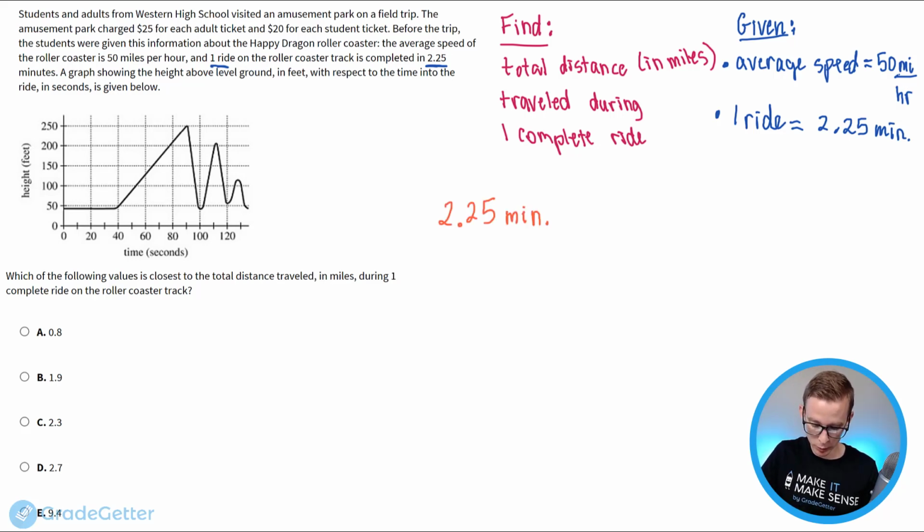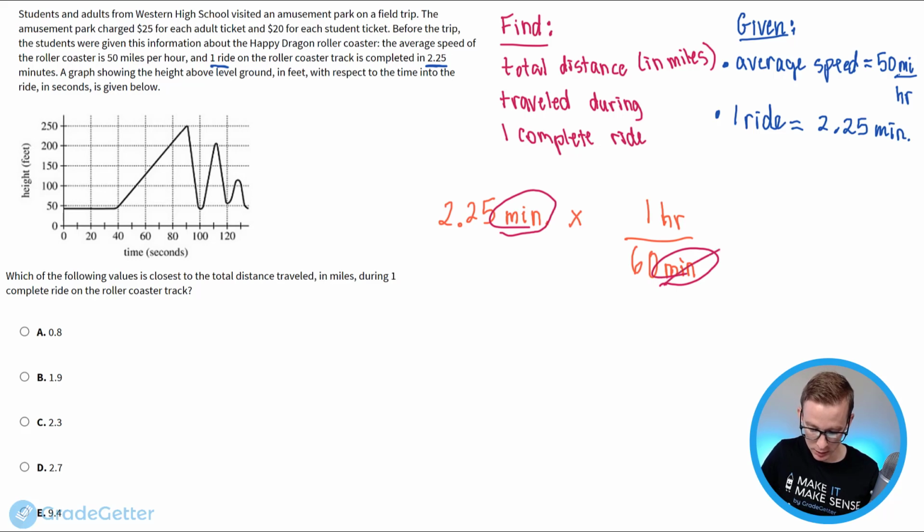So to convert 2.25 minutes to hours, I'm going to use a conversion ratio, which shows how many hours there are in minutes or how many minutes there are in hours. In this case, it's easier to do minutes in hours. There's 60 minutes in 1 hour. So this is our ratio of hours to minutes. And the reason I want minutes to be in the denominator is so that it cancels out with the minutes in the numerator here. Because minutes over minutes cancels out, and I'm left with hours, which is what I'm trying to solve for.